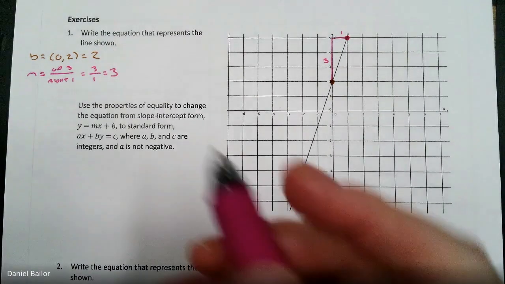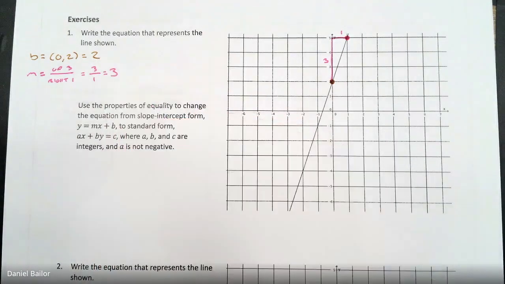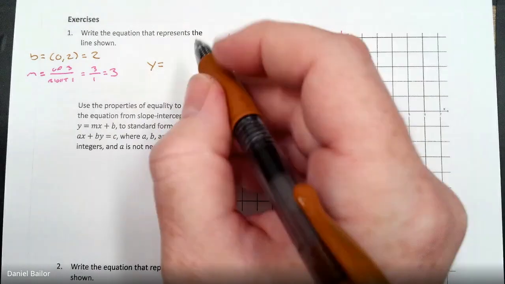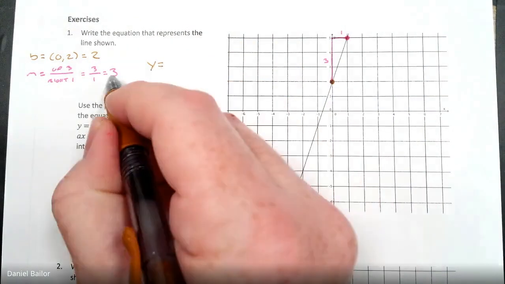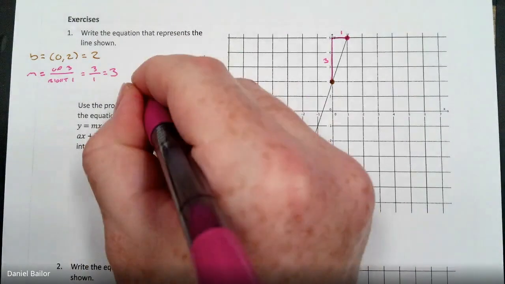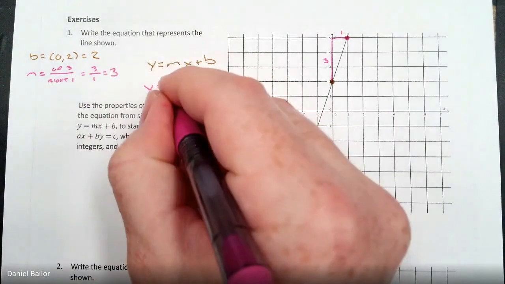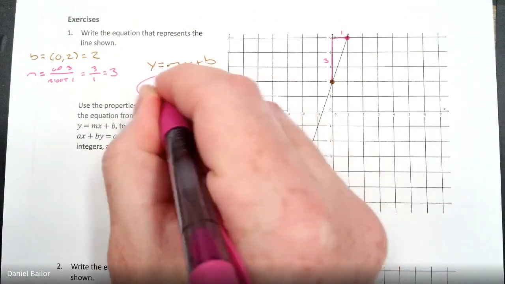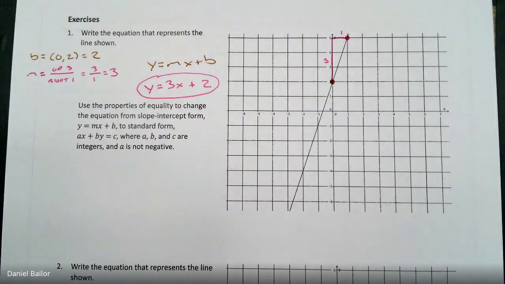And so we did step 1, find the y-intercept. Step 2, find the slope. Step 3, substitute. Remember it's y equals mx plus b, so our equation is going to be y equals 3x plus 2. And that is the answer to the first part. Pretty simple once you know how to do it. If you understand y-intercept and you understand slope and you know the slope-intercept form, this work is simple.